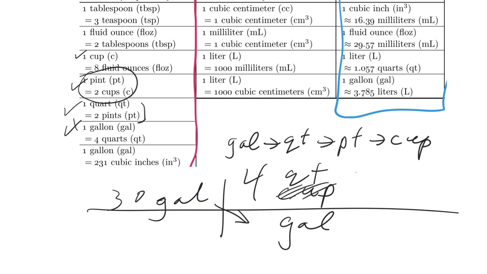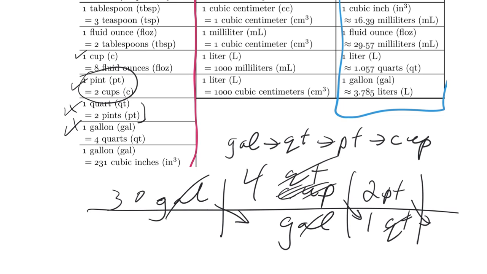Okay, 4 quarts in 1 gallon. Gallons cancel out. I bring down quarts. Then there's 2 pints in 1 quart. Quarts cancel out. I bring down pints. Oops, there's 1 pint in 2 cups. So 2 cups is 1 pint.